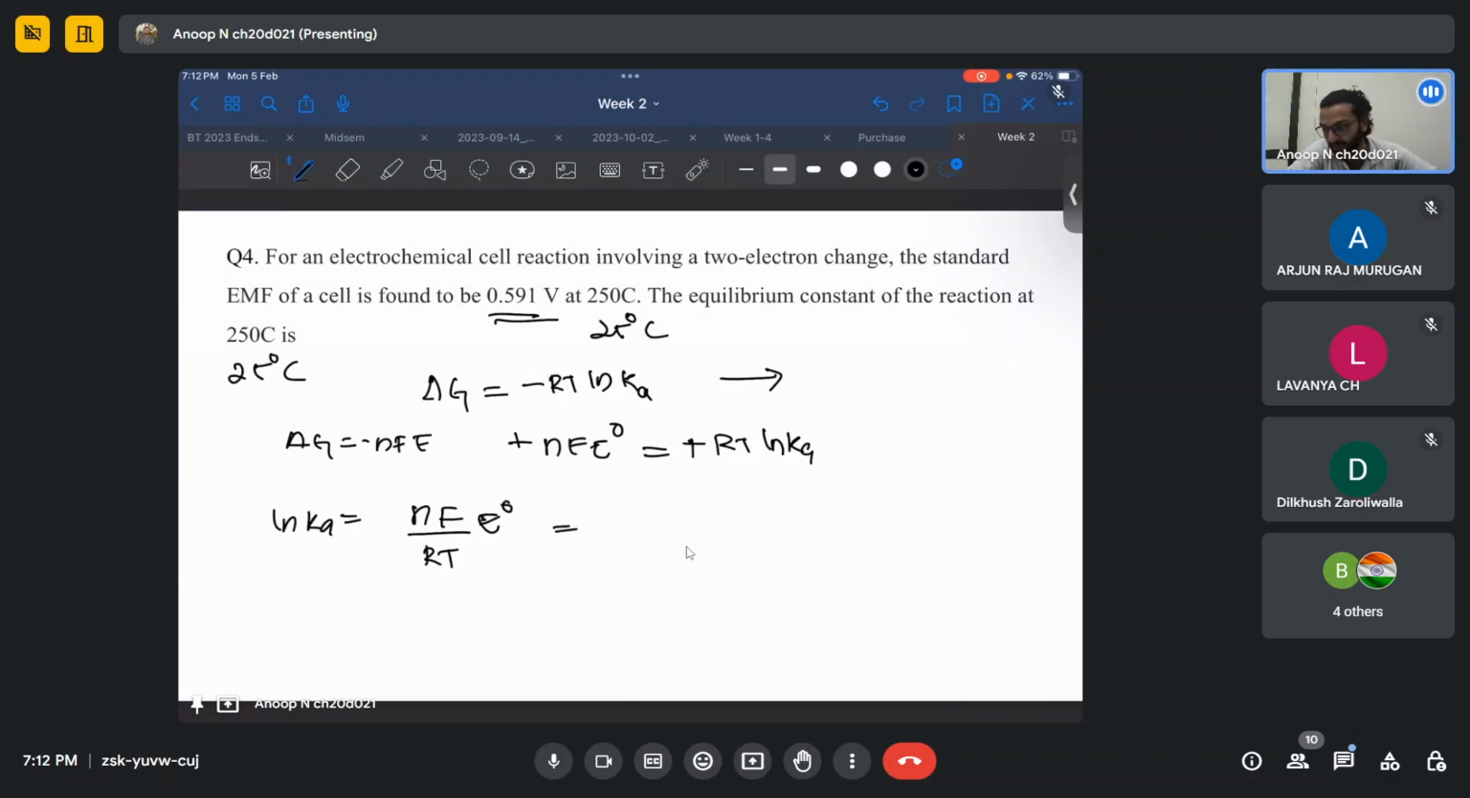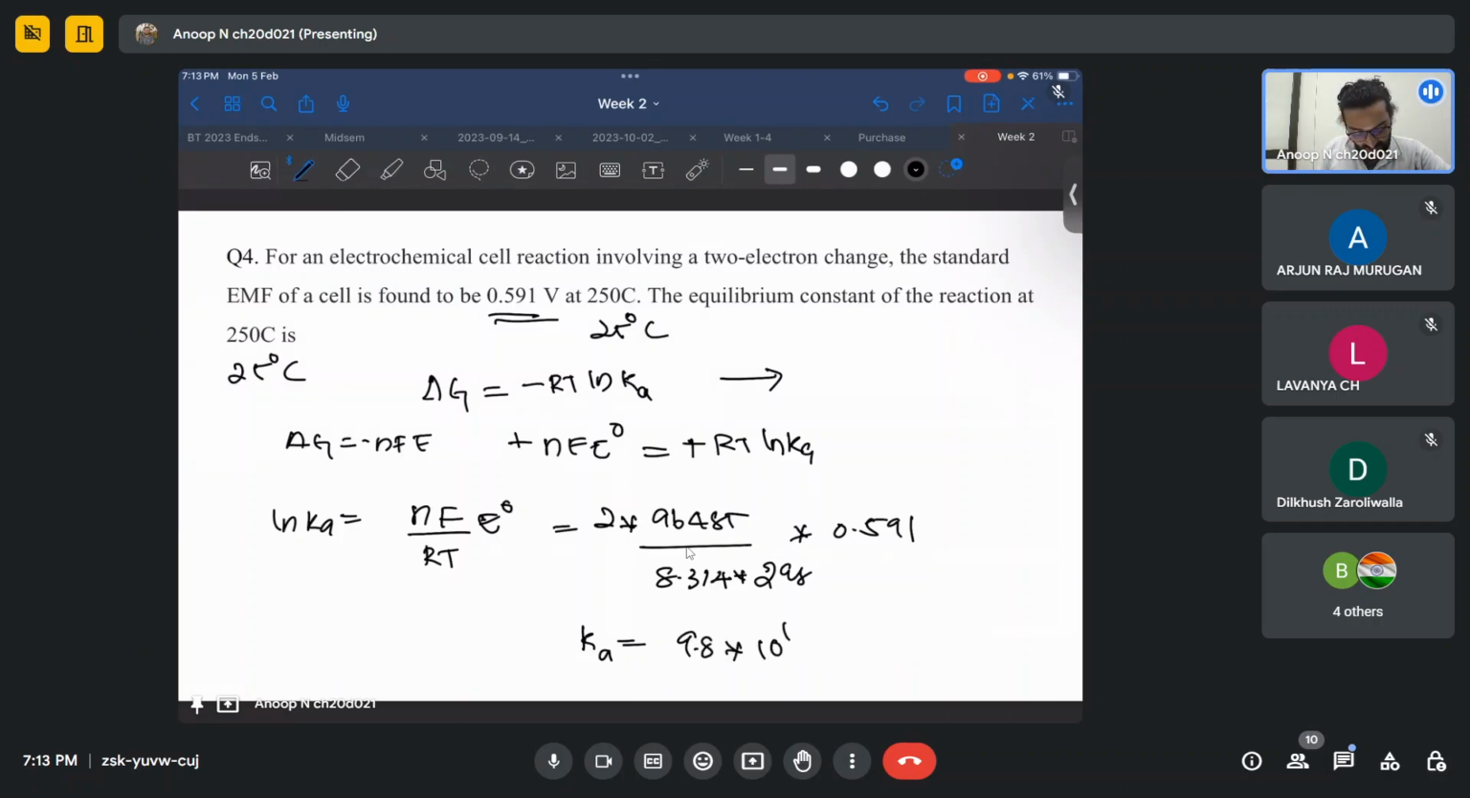E0 value is given. So we can write, 2 electron process, 2 into 96485 divided by 8.314 into standard condition 298 Kelvin into 0.591. Ka will be e raised to that answer, since it's ln. So it's equal to 9.8 into 10 raised to 90. I don't have a calculator. Figure it out.